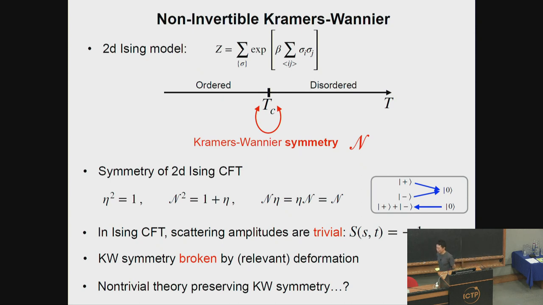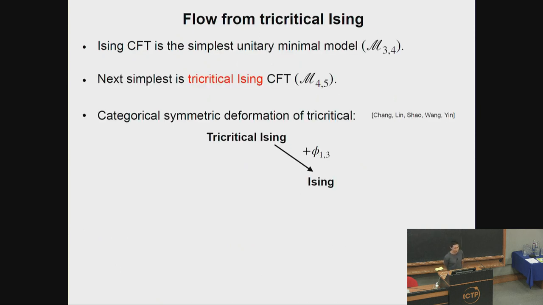for something more complicated. So the first thing you might try is to deform the 2D Ising CFT. However, unfortunately, it is known that the Kramers-Wannier symmetry always gets broken if you do some deformation of the Ising CFT. So now we need to look for some different theory. So what will be the simplest non-trivial theory preserving this Kramers-Wannier symmetry and having a non-trivial S matrix? It turns out you can actually easily find such a theory.